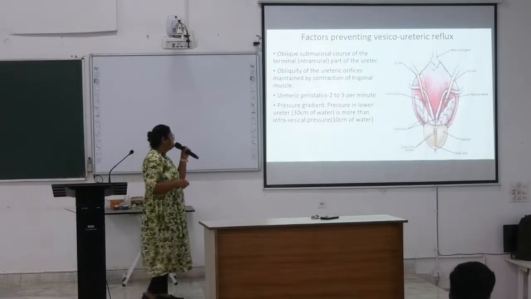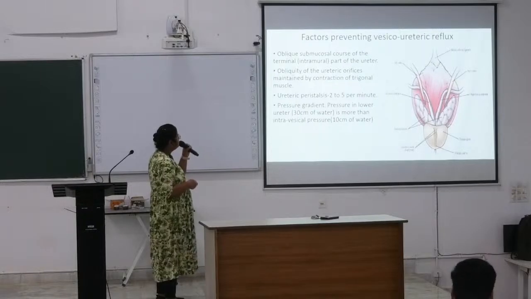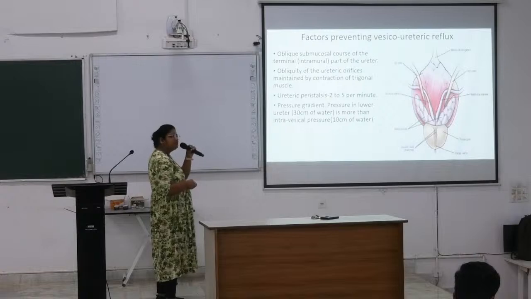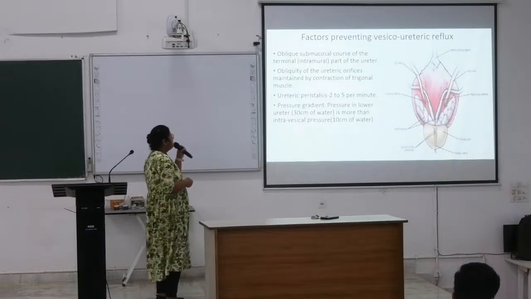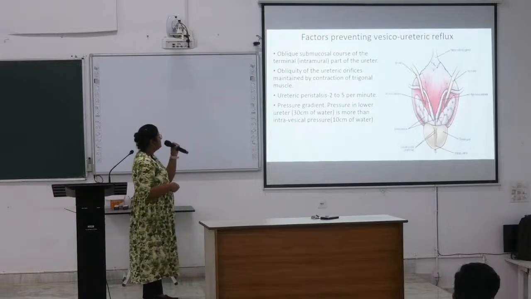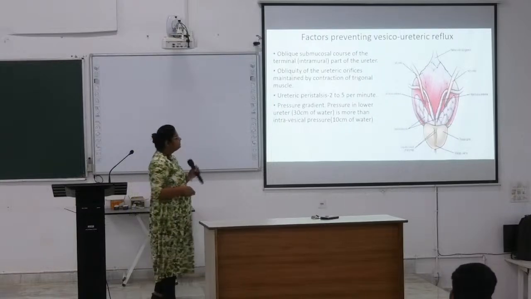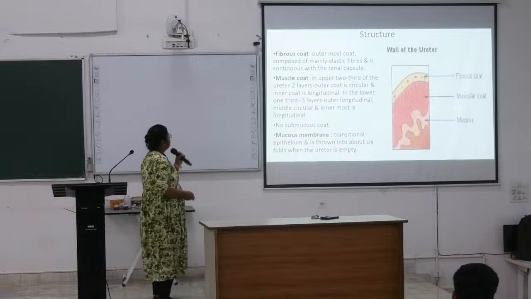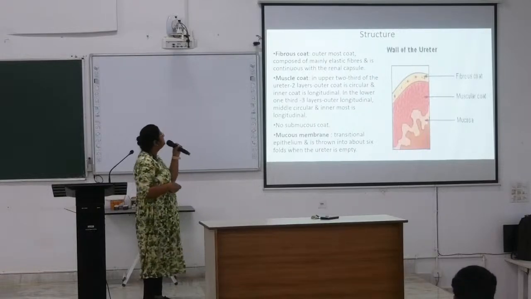And pressure gradient: the pressure in the lower part of the ureter, about 30 centimeter of water, is more than the intravesical pressure. Okay, intravesical pressure is 10 centimeter of water. So from the ureter, urine will drain into the bladder because all fluid is drained from high pressure to low pressure area. Next, these are the histological structures of the wall of the ureter.